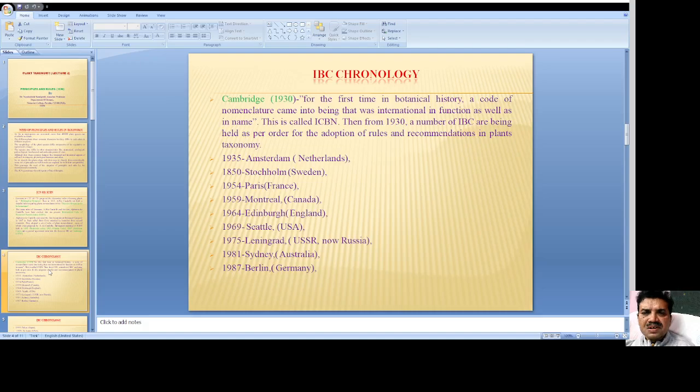From 1930 onwards, a number of International Botanical Congresses have been held in order to form and adopt different rules and recommendations applicable in plant taxonomy. You will find that between 1915 and 1945, a huge gap occurred, except in 1930, because of the two World Wars. And you know, whenever any war takes place, it is very difficult for the scientific community to come together and have wide discussions to formulate rules and regulations of any scientific principles during such a global crisis.